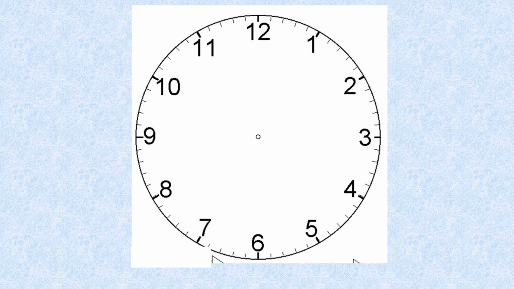Since there are 5 small divisions between two consecutive numbers, it means the minute hand moves from one number to the next number on the clock dial in 5 minutes. When the minute hand completes one round of the clock dial in 60 minutes, we can say 1 hour has completed, and the hour hand moves from one number to the next number. So, the hour hand moves from one number to the next number on the clock in 1 hour or 60 minutes.